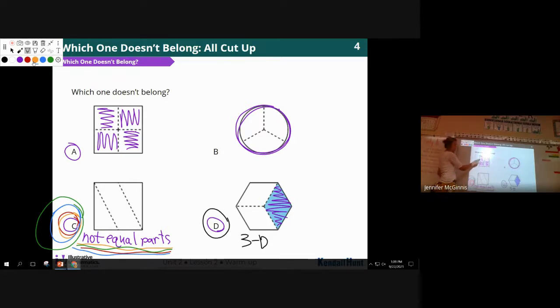A doesn't belong because it's in fourths, so it's the only one in fourths. B doesn't belong because it's the only one with rounded edges. C doesn't belong because it's the only one that has fully slanted lines, but it's also the only one that doesn't have equal parts. And D doesn't belong because it's the only one shaded. So the moral of the story is, whatever you said, you're right. Great job, everyone. You were right.